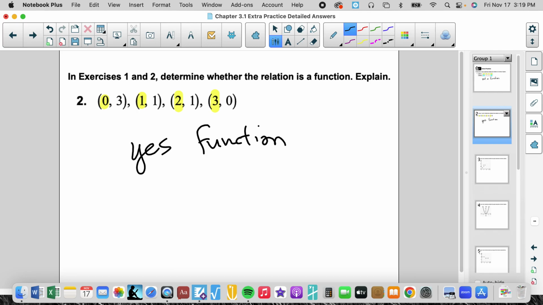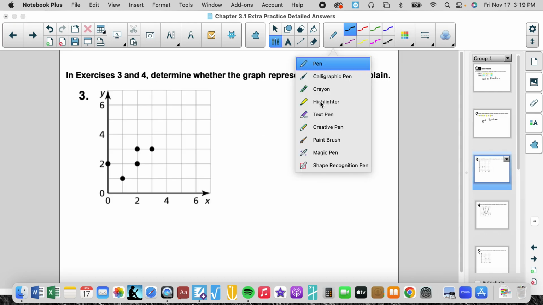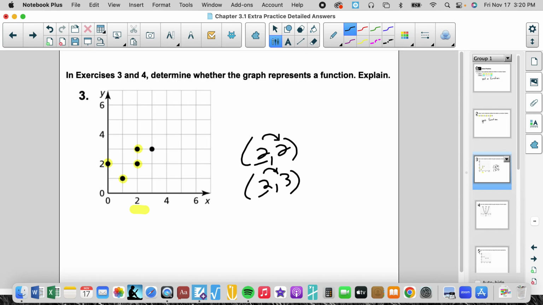When they give you a graph, we look and see there's one x value with 2 y values. If we looked at that as coordinates, we could see that (2, 2) is a coordinate and (2, 3) is a coordinate. So when we plug in 2, we're going to get 2 different outputs, which doesn't make sense. We call this the vertical line test.